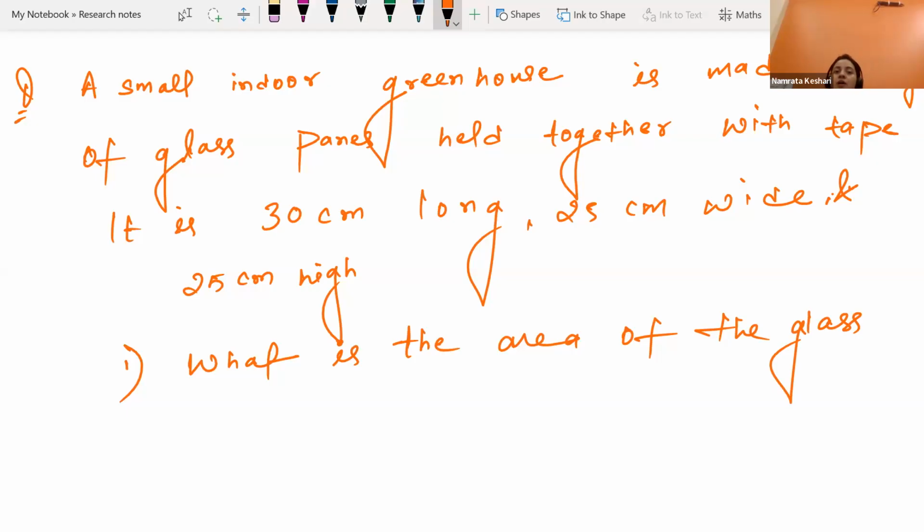A small indoor greenhouse is made, which is in cuboid shape. Glass pane is there and the length, breadth, height is given. What is the area of the glass? Please do it.